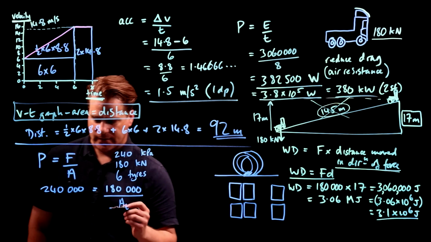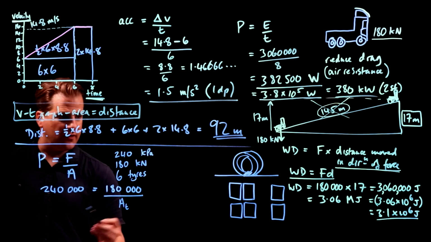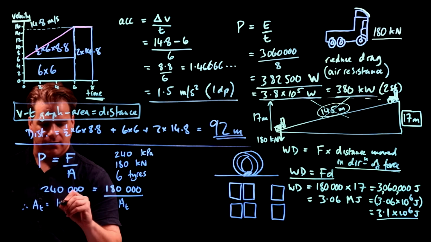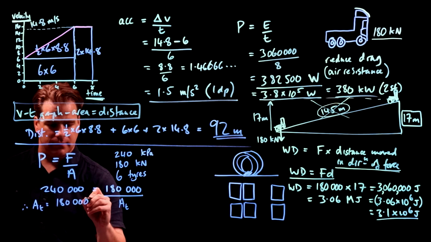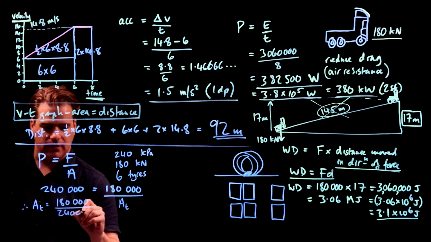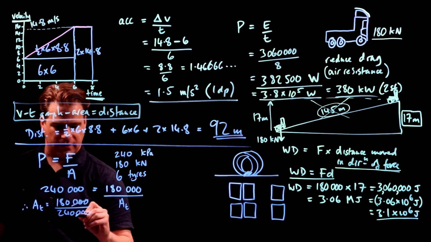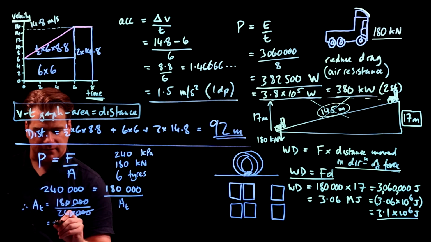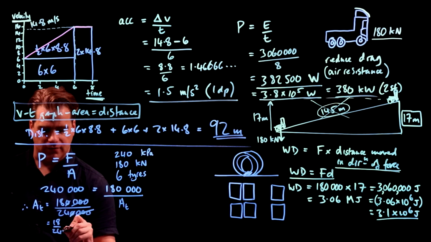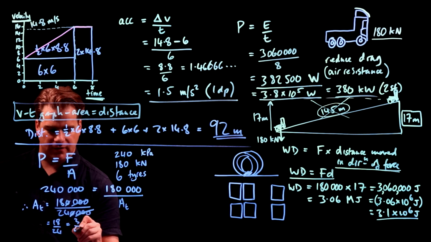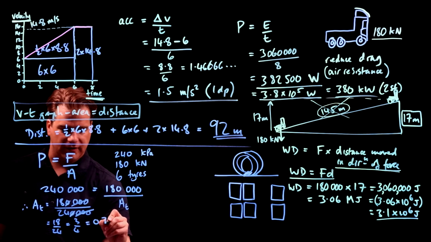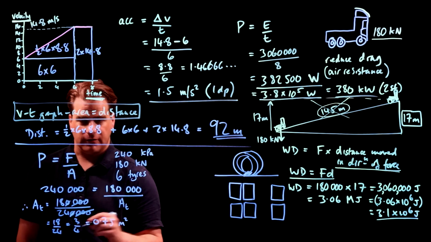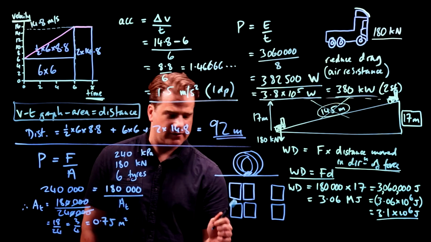Okay, so rearrange, bring A up here, bring that down there, and we get, therefore, total area is 180,000 over 240,000. 3 zeros there, 3 zeros there, another 0 there, another 0 there. So that's 18 over 24. 6 goes into that 3 times, 6 goes into that 4 times, 3/4, that's 0.75, okay? Meters squared. For the total area, all 6.